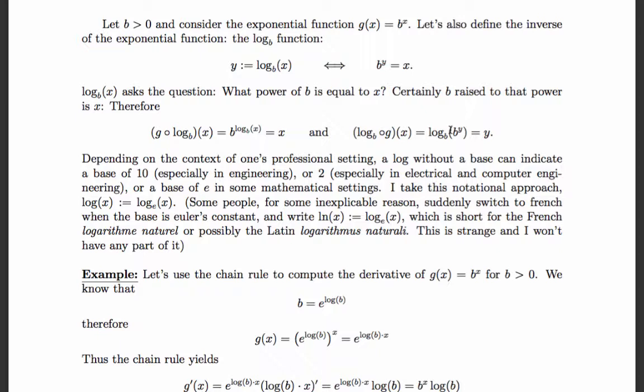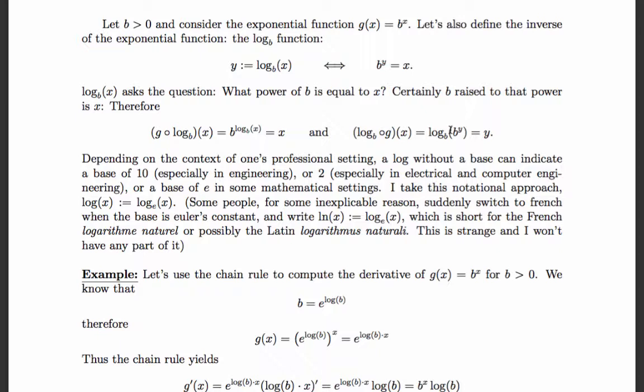Now, some people, for some inexplicable reason, will write log base 10, log base 2, but when it comes to log base e, suddenly we become French, and we write ln for log base e, which is short for the French logarithme naturel, forgive my French, or possibly it's short for the Latin logarithmus naturali, forgive my Latin. Now, why any other base? We keep it in English and put a subscript. But for base e, all of a sudden we speak a different language. It's strange, and I don't want any part of it. If you want to write ln, that's your business. But for the rest of these notes, a log without a base is a natural log, or a base e.